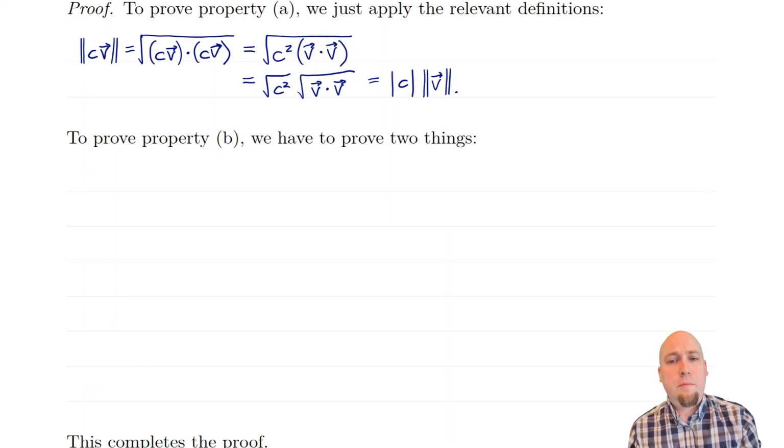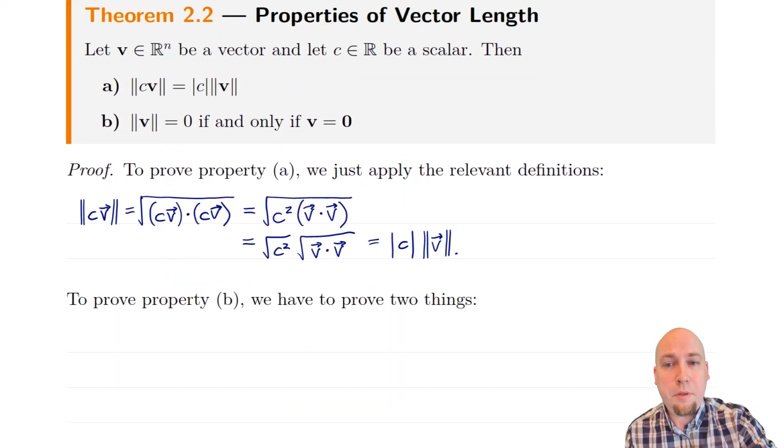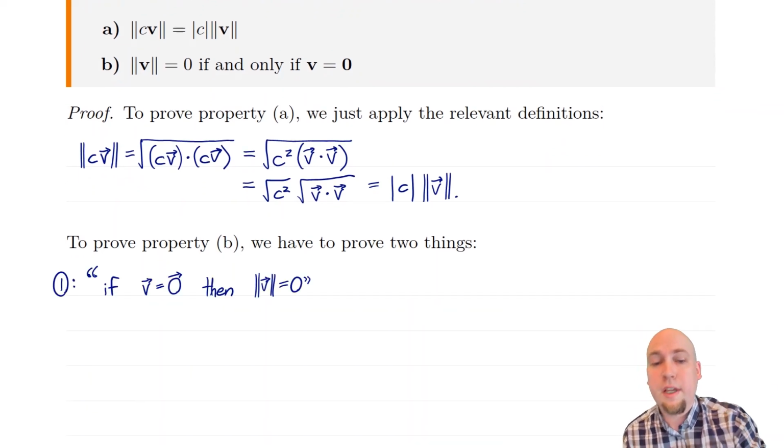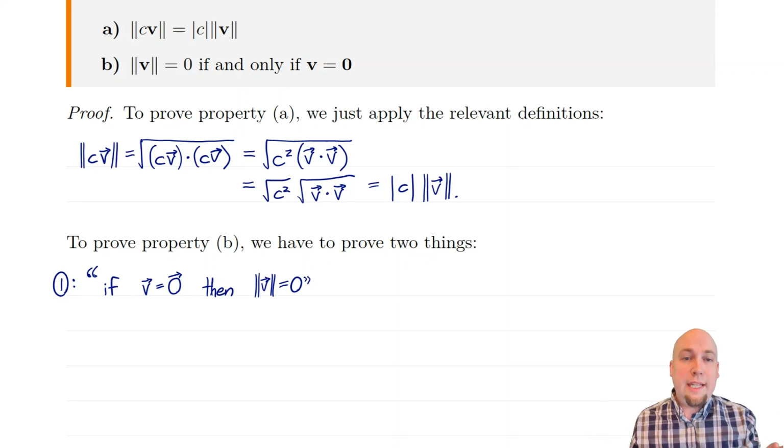All right, next up, we want to prove property B. Okay, and property B was this funky little if and only if thing. Okay, so I want to be a little bit careful here because if and only ifs are sort of new to us. If you want to prove an if and only if statement, you have to prove two things. You have to prove it in both directions.